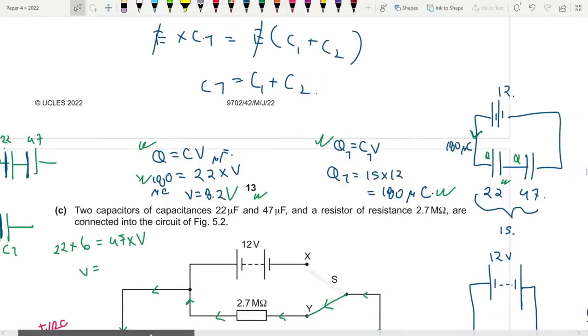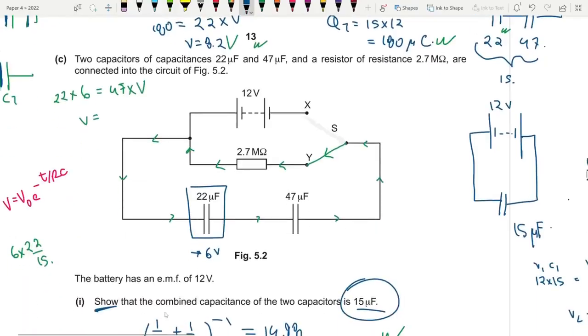Now we can apply Q is equal to CV again. So I did that over here. We end up with 180 microcoulombs equals 22 microfarad into volts. So 180 divided by 22 is in fact 8.2 volts. So that's the logic behind this, alright? So that's our initial voltage. It was 8.2 volts. Now it became 6.